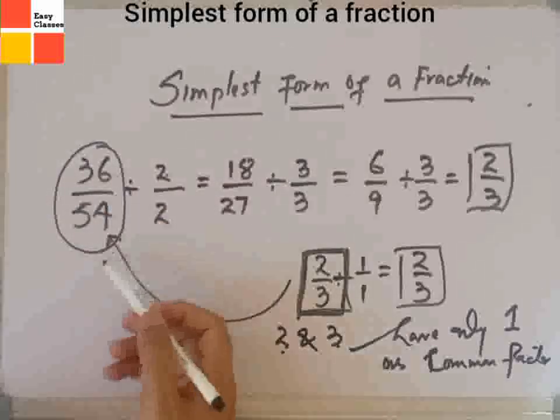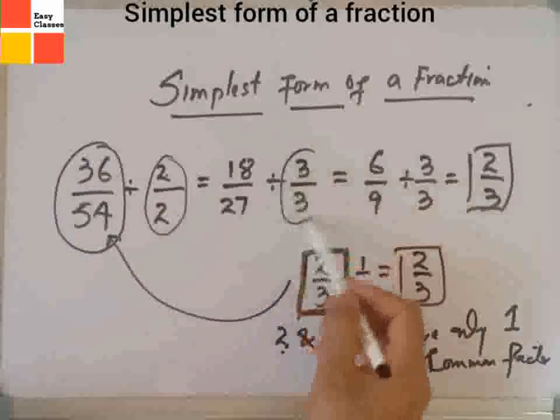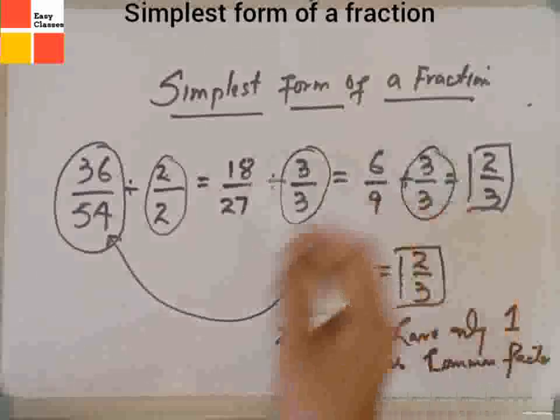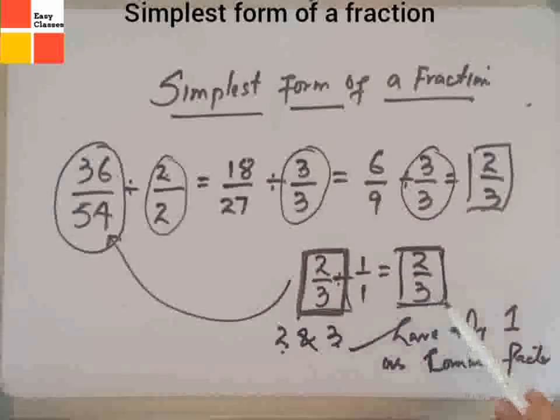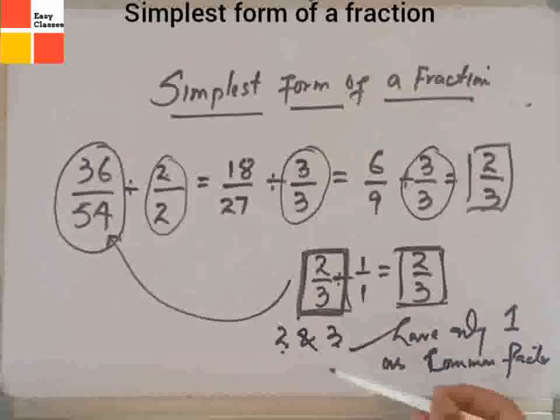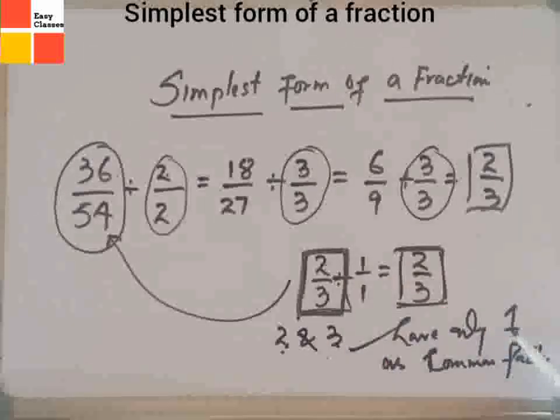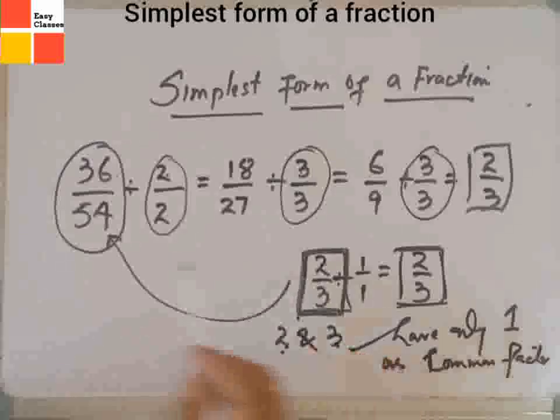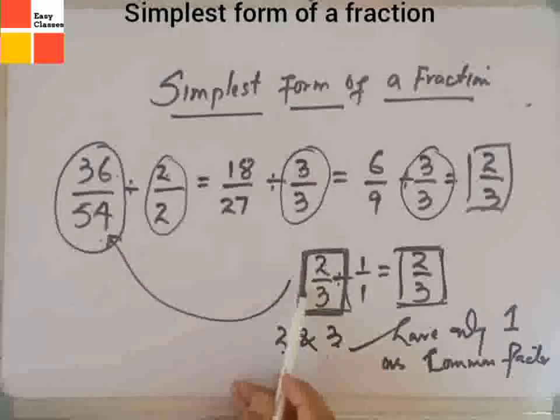I continuously divided this first by 2, then by 3, then again by 3, and I finally get 2 by 3. From here onwards, it cannot be divided by any number other than 1. So this 2 and 3, the numerator and denominator, have only 1 as a common factor. Now this fraction is converted into its simplest form, that's 2 by 3.